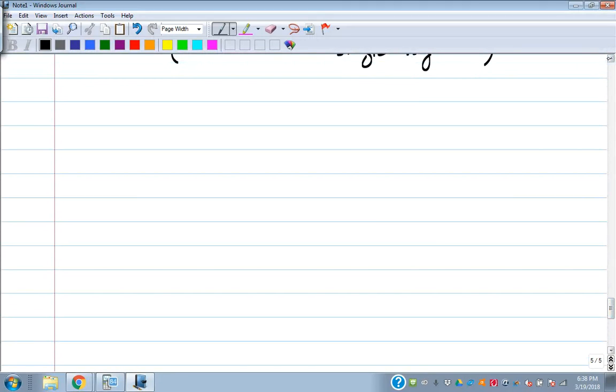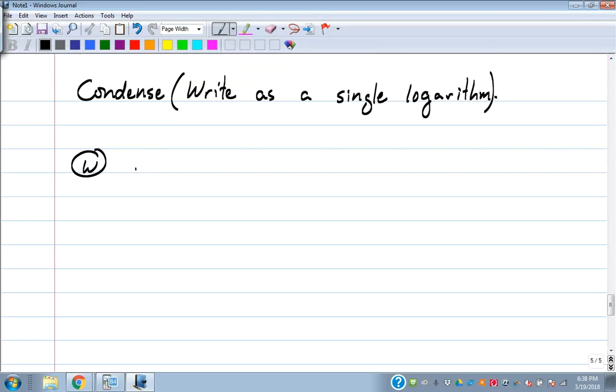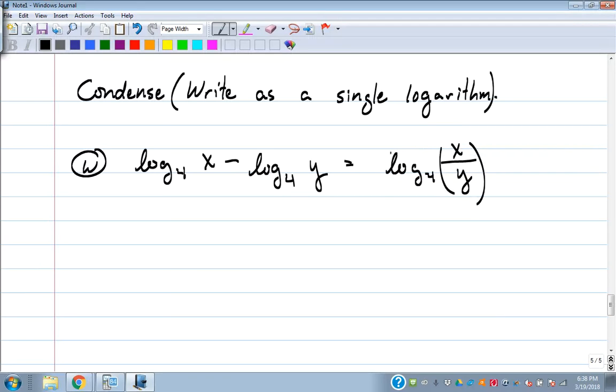Right, so example W, log base 4 of x minus log base 4 of y. We're going to condense that into one single log. The bases have to be the same with the logs for us to condense them together. The bases of the logs are the same. What does subtraction come from? Division. So what's on the top of the division? X. So log base 4 of x divided by y. And that's it.